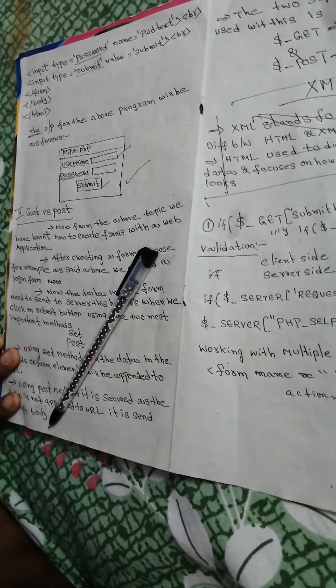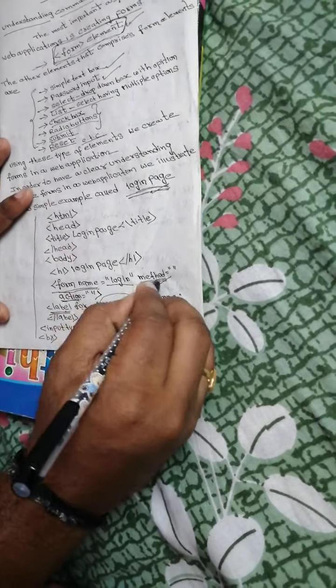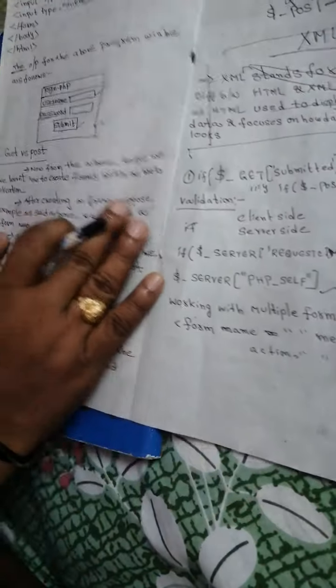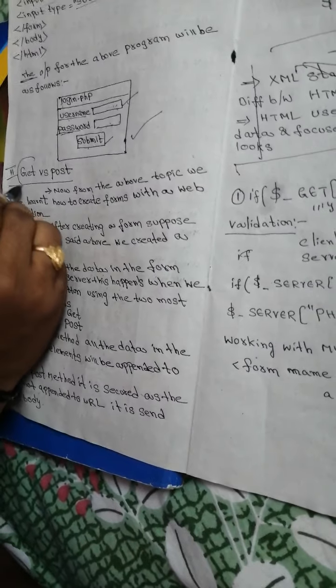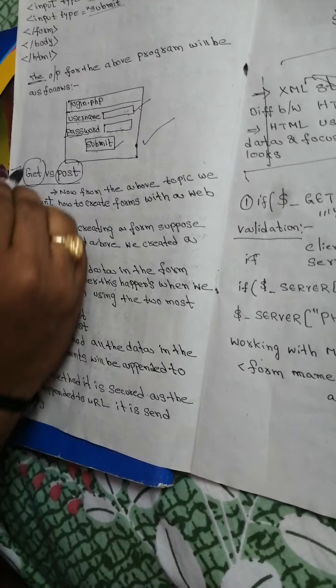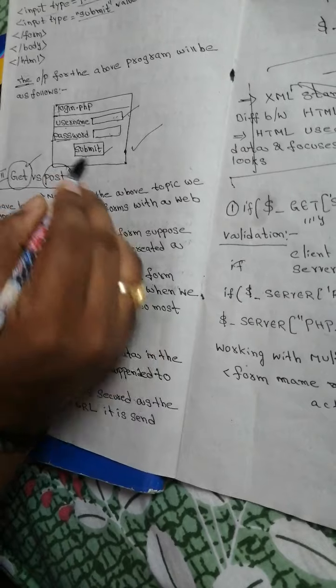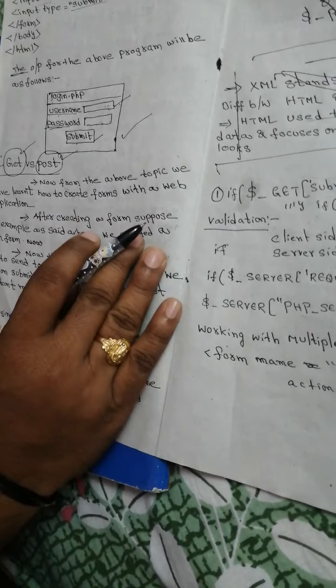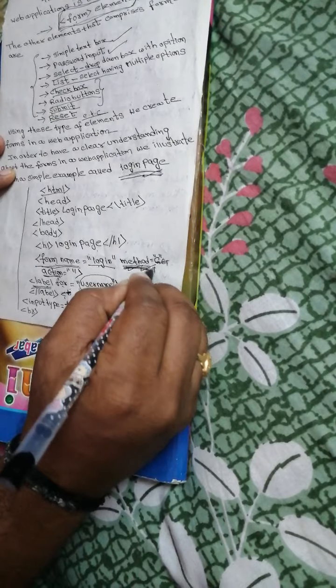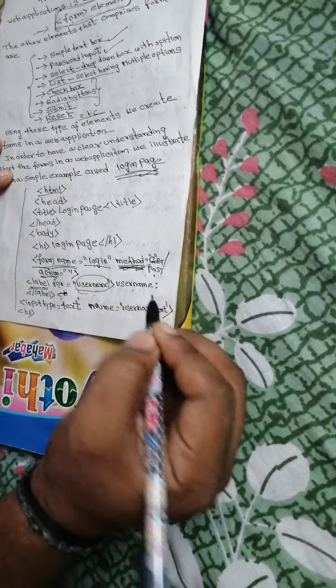Who is responsible for carrying the data is the method attribute here. This method attribute is responsible for carrying the data. Coming to the method, we will be using two methods, the get method or the post method. We can use any of the methods. In the form tag we write form name equals to login, and here method equals to get or method equals to post.